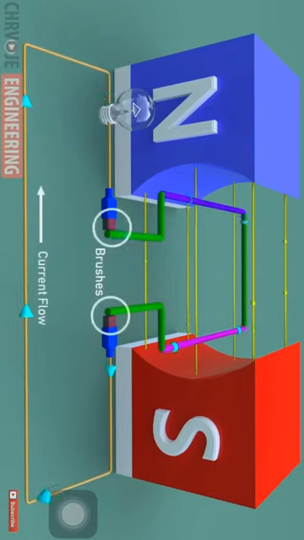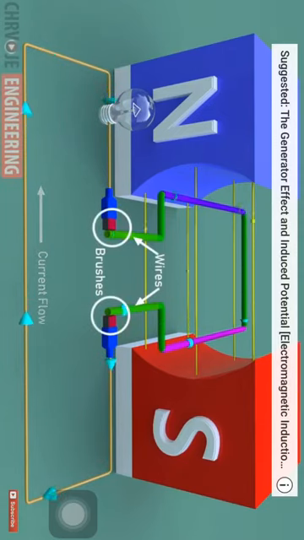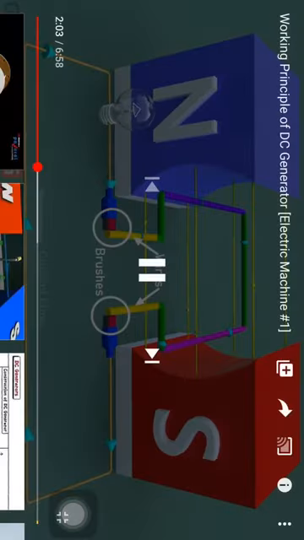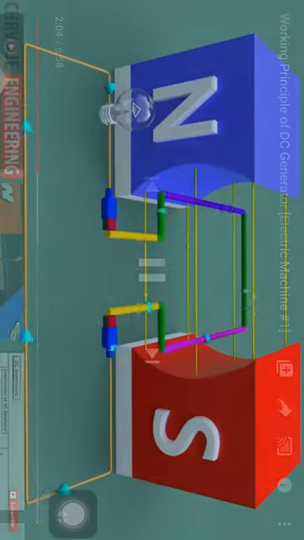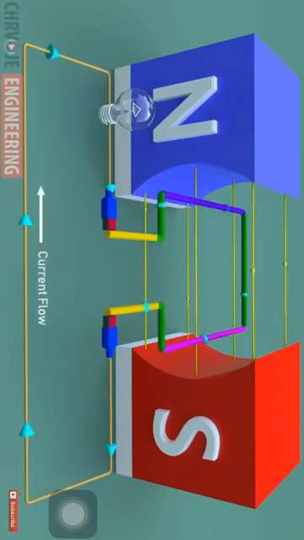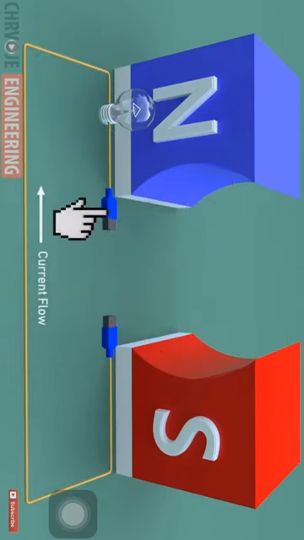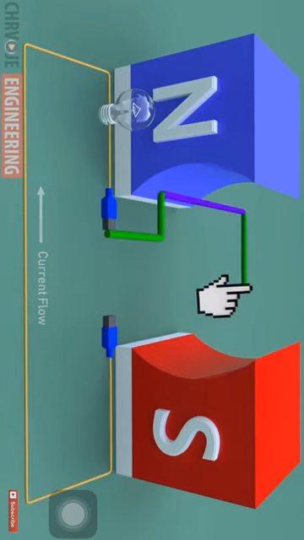Now, to make sure that the current direction remains the same, what we require is that these brushes constantly keep changing contacts between these wires for each half of rotation. So if the current flows in this way, in this position, this brush must be connected to this wire. So current flows like this and comes out.